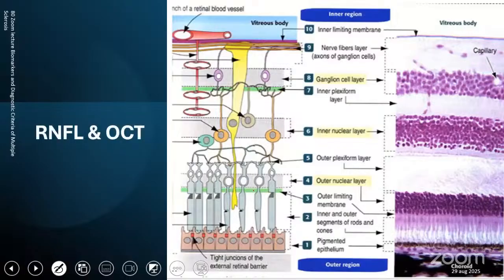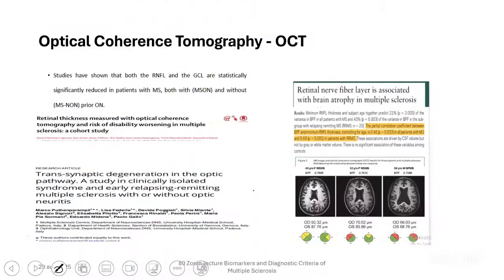It's better to understand the structure of the retina and the nerve fibers, ganglion layer, inner plexiform, inner nuclear layer, outer plexiform, outer nuclear, and outer limiting membrane, and pigmented epithelium. This is the retina. So the retinal nerve fiber layers are like this, and they are divided into sectors. So I'm going to show you. We have about 5 cases. When I discuss the cases, then I'll show you more.